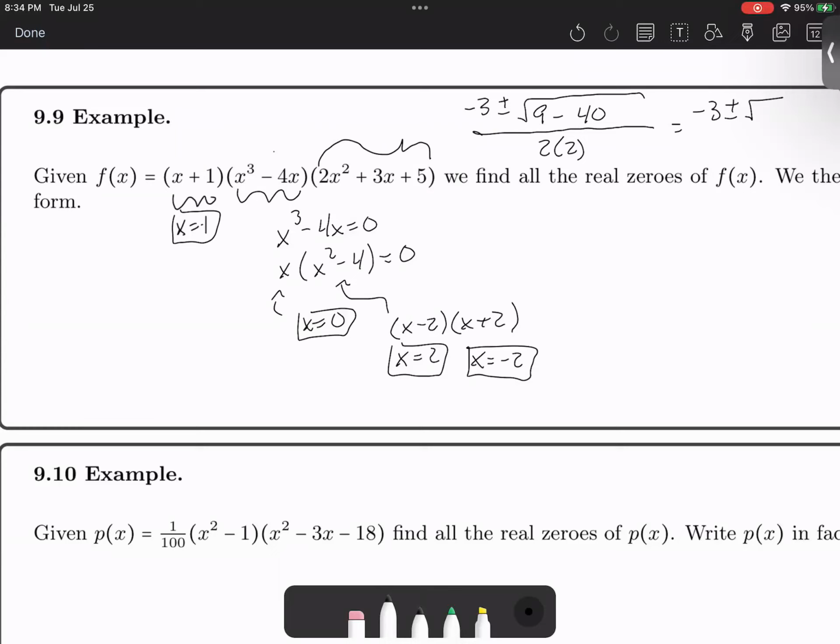So what do we get here? 9 minus 40. Well, that's a negative number. In fact, minus 31. But either way, I can't take the square root of a negative number. So even though this is a second degree polynomial, it never hits your x-axis. There are no real zeros inside that second degree polynomial. So f of x has 4 real zeros: minus 1, 0, 2, and minus 2.